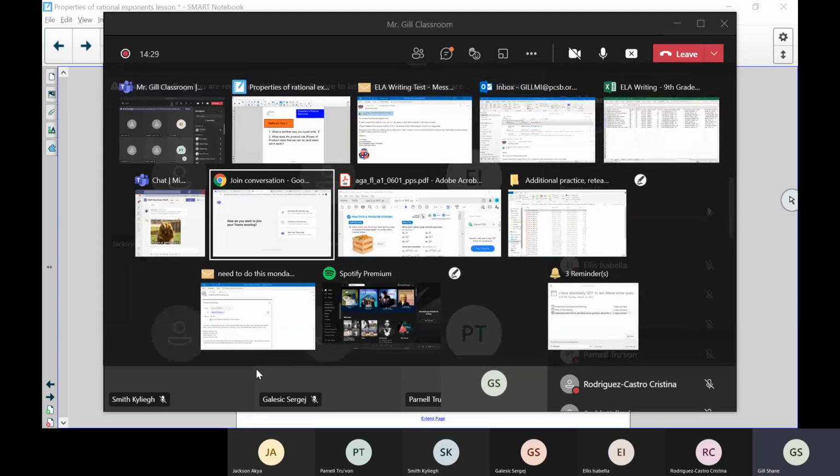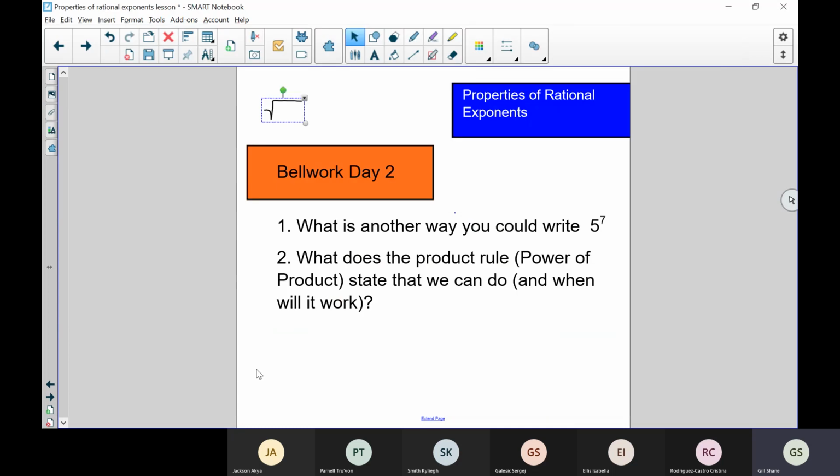Let's go to, way up there. There we go. All right. So here's our bell work. Again, this is really review from prior year's knowledge, but we also went over this last class. So number one, it says, what is another way you could write 5? There's a couple ways you could say it: 5 to the 7th power, 5 raised to the 7th power. That's pretty much it for that one.